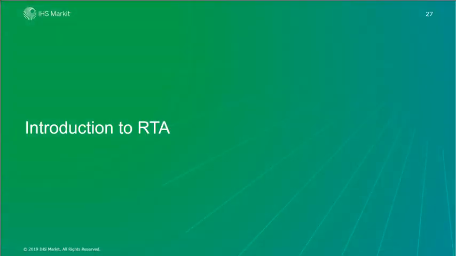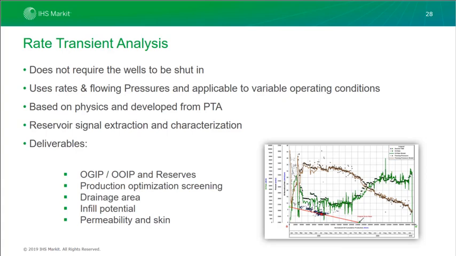Now moving on to an introduction to rate transient analysis. So what is rate transient analysis? Rate transient analysis uses both the rates and flowing pressures and is based on physics. It's not an empirical methodology. In fact, it's based on physics, and we are trying to understand the fluid flow in the reservoir. This is something that pressure transient analysis has been doing for many years. RTA is based on the same theory as PTA, just we're using it in a slightly different way.